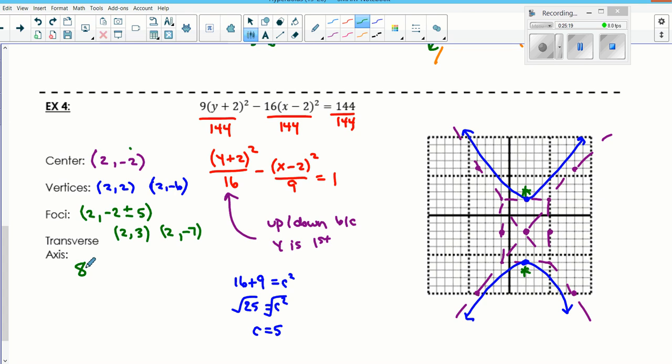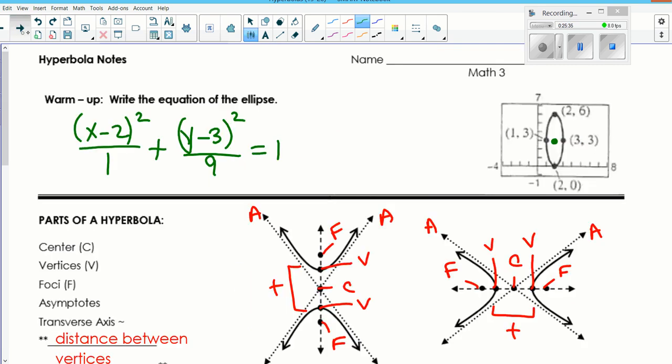Okay, so if you need to go back and listen to anything, feel free, but that's the general idea. Again, the big thing is that this is very similar to an ellipse, except that we have to pay attention to a minus sign, so we've got to do a little bit more work, and it becomes really two parabolas.